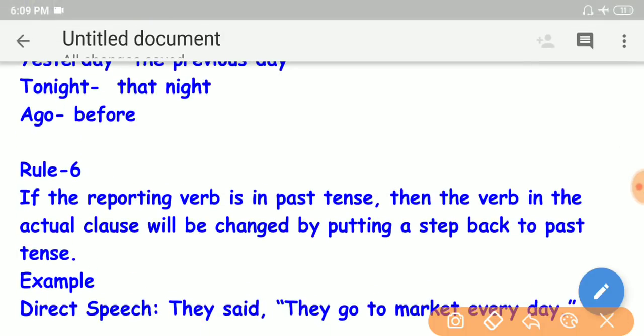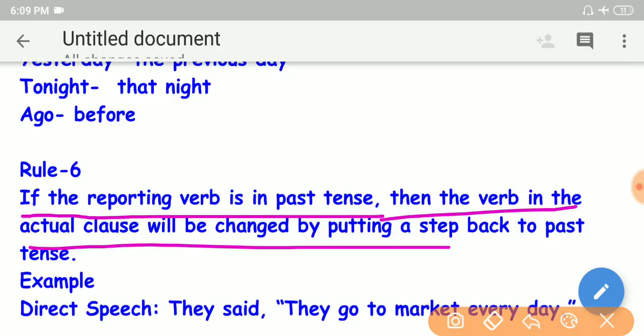Rule number 6. If the reporting verb is in past tense, then the verb in the actual clause will be changed by putting a step back to past tense. This is the most important rule we must keep in our mind, my dear friends.